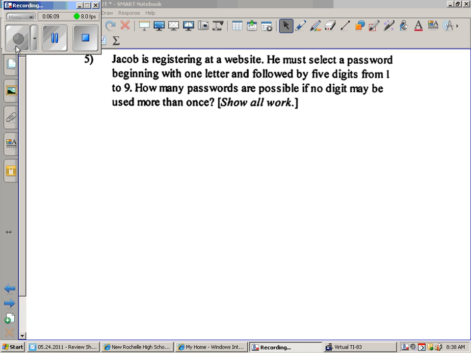Okay. Jacob's registering for a website. He's got to select a password beginning with 1 letter, followed by 5 digits from 1 to 9. How many passwords are possible if no digits may be used more than once?